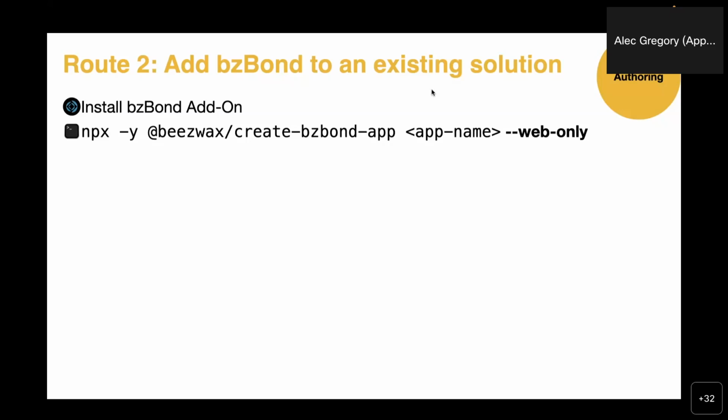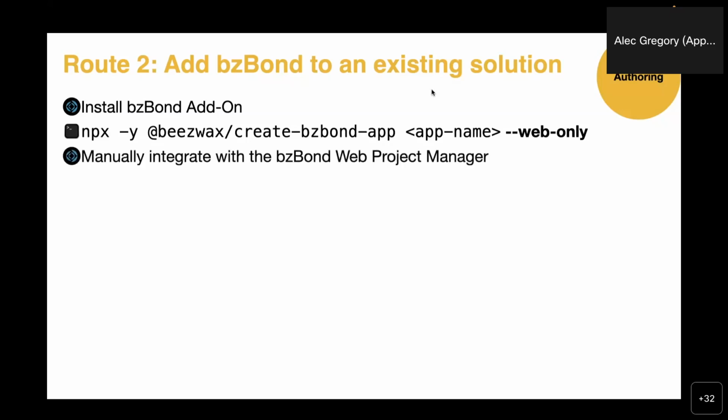It just creates the web portion. And then you would manually integrate using the bzBond Web Project Manager, which we'll see in a moment. You'd manually integrate your web app into your existing FileMaker solution. And the reason for the manual integration is we don't want to, in an automated process, assume how your existing solution is set up. So it's safer to not try and mess with it.